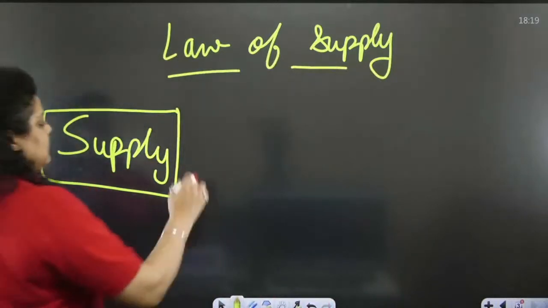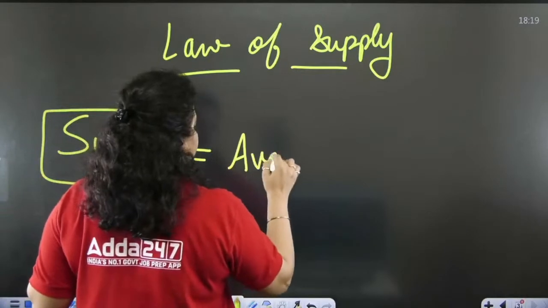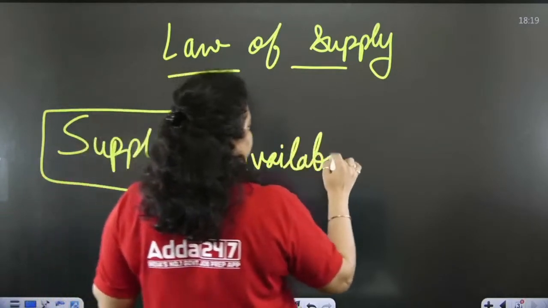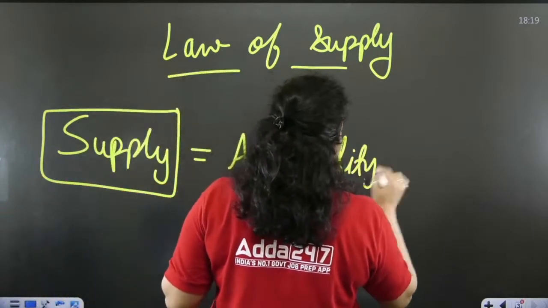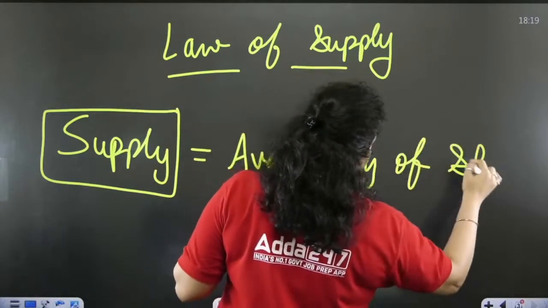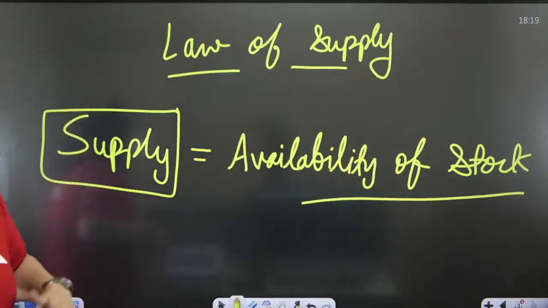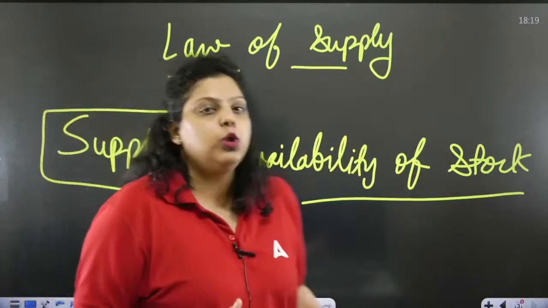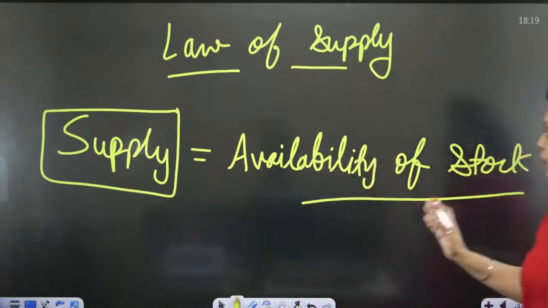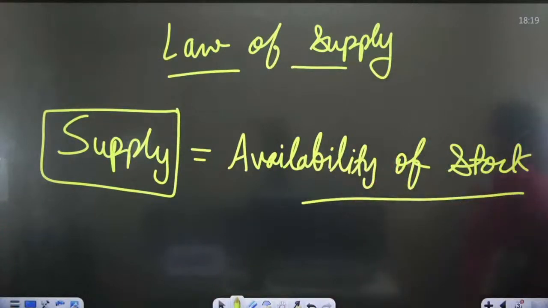So what is supply? Supply means simply the availability of a stock. How many goods are available to you, how much stock you have. So the availability of stock is your supply.